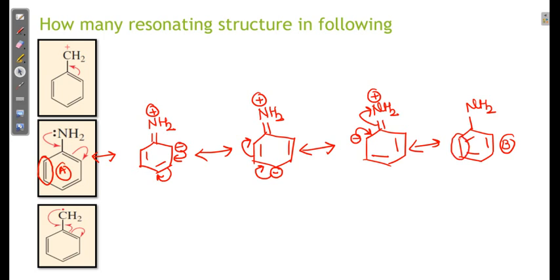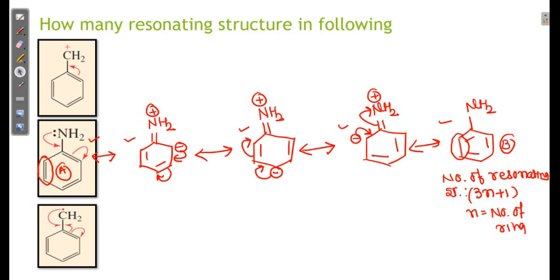If anyone asks you how many resonating structures you get for such a cyclic compound, your answer should be 5: 1, 2, 3, 4 and 5. One of these possibilities counts in the number of resonating structures. The number of resonating structures in a benzene-containing compound is equal to 3n plus 1. What is n? n is the number of rings. Here how many rings are there? It is 1.